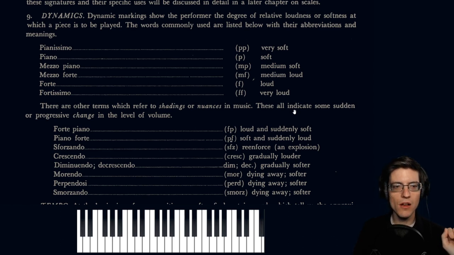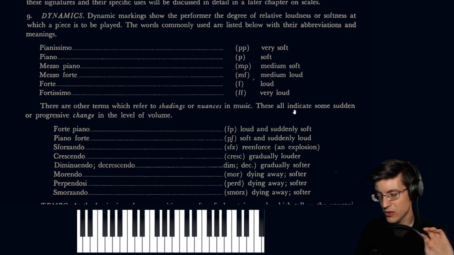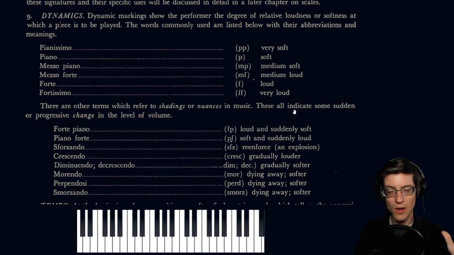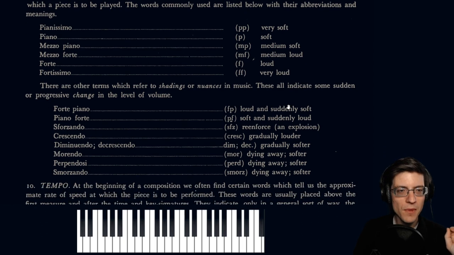So sometimes you will see fortississimo, so three fortes. I think you'll see that in a lot of the romantic music, such as Berlioz has some, I know. Mahler has some, so it is present. You'll also see it, I think, in some of Prokofiev's work as well. So anyway, moving on.